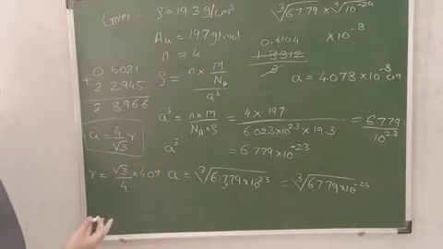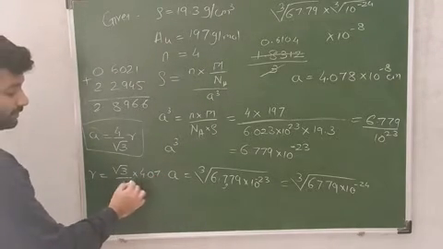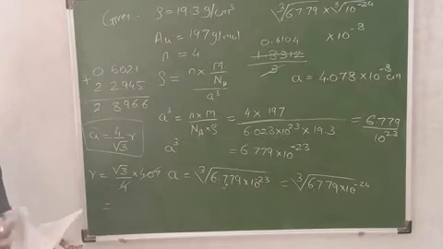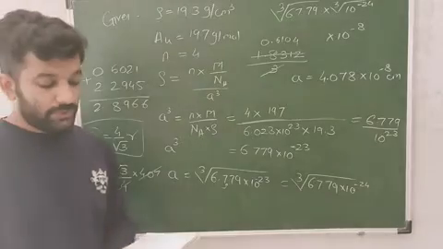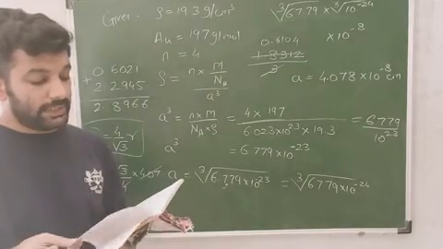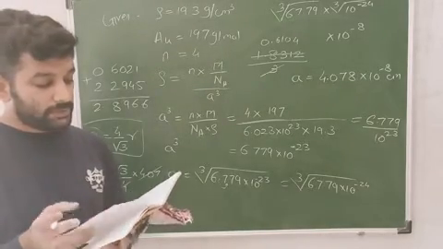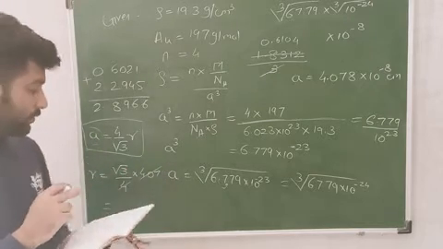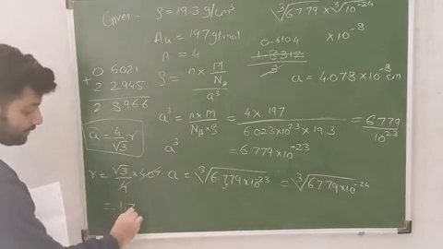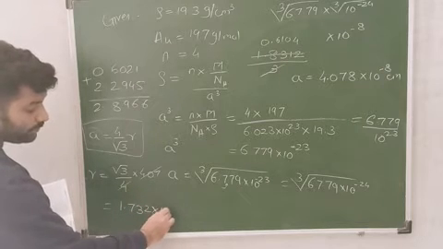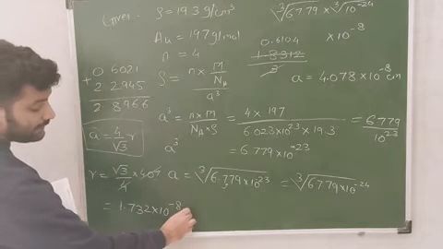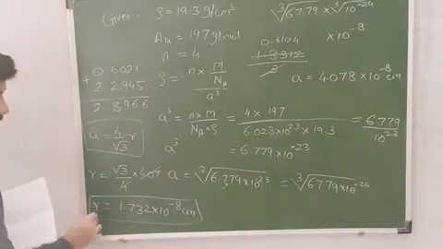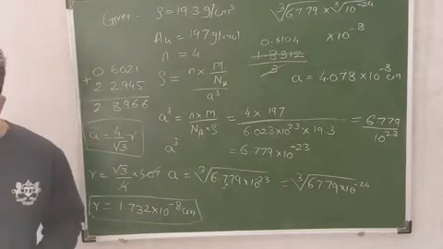Now this answer will be approximately... So we will see the square root of 3. You are having the value of 3 directly over here. Square root of 3.0 is 1.732. So that will be what? 1.732 into 10 raised to minus 8 centimeters. The radius of an atom will be 1.732 into 10 raised to minus 8 centimeters.